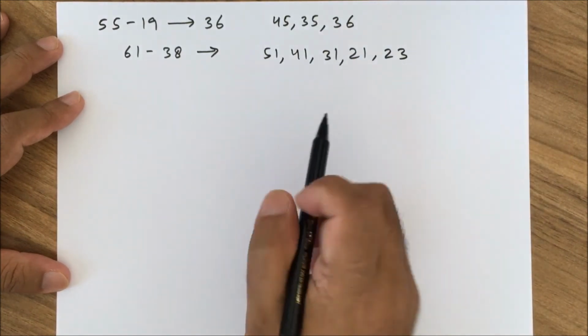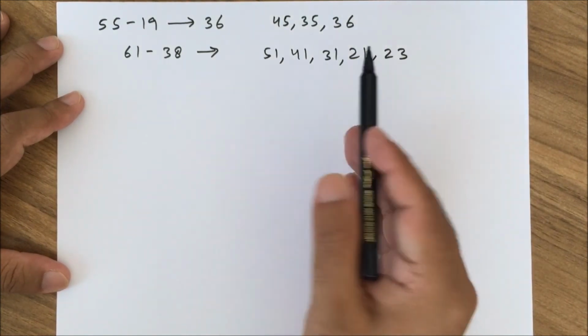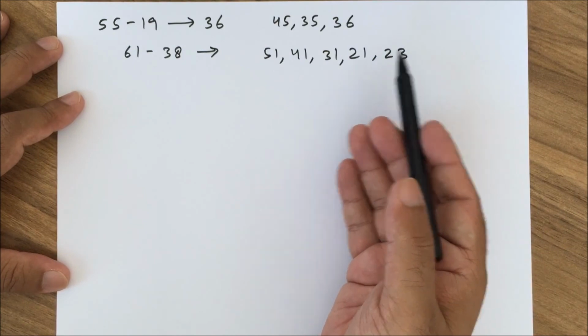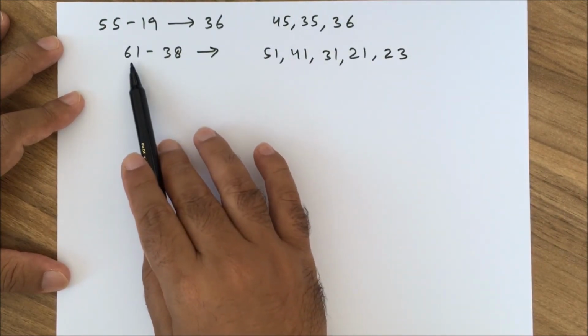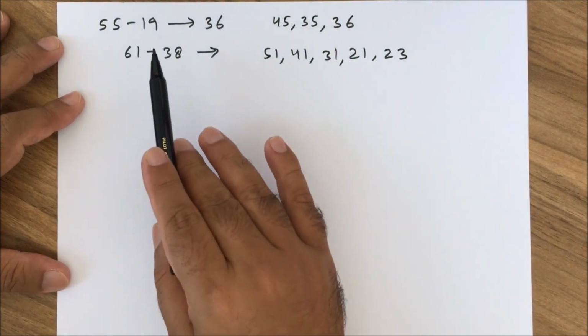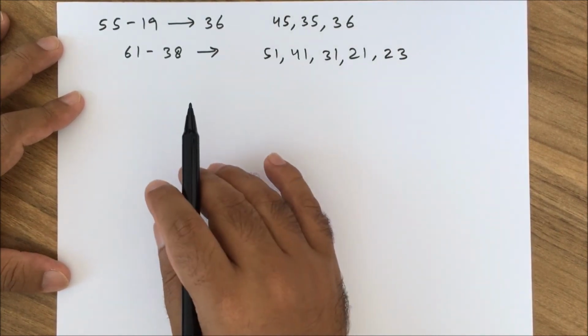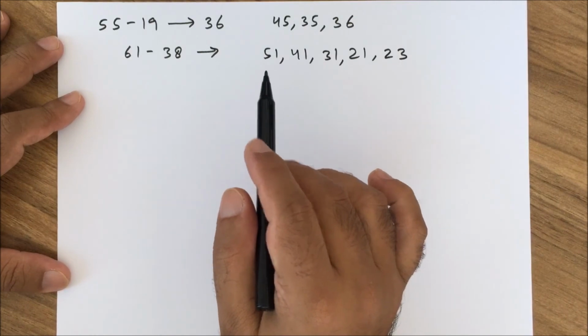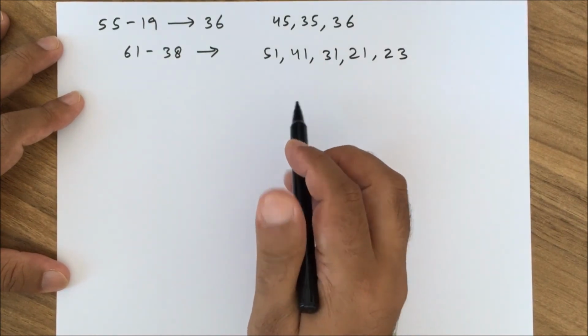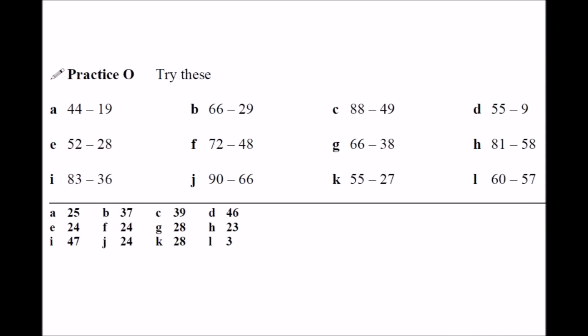So if you do it mentally, you don't have to write anything. You don't even have to write the answer, just tell them the answer. If it is 61, you jump down 4 times. So 51, 41, 31 and 21, and then you add 2 to make it 23. Okay, do this practice.